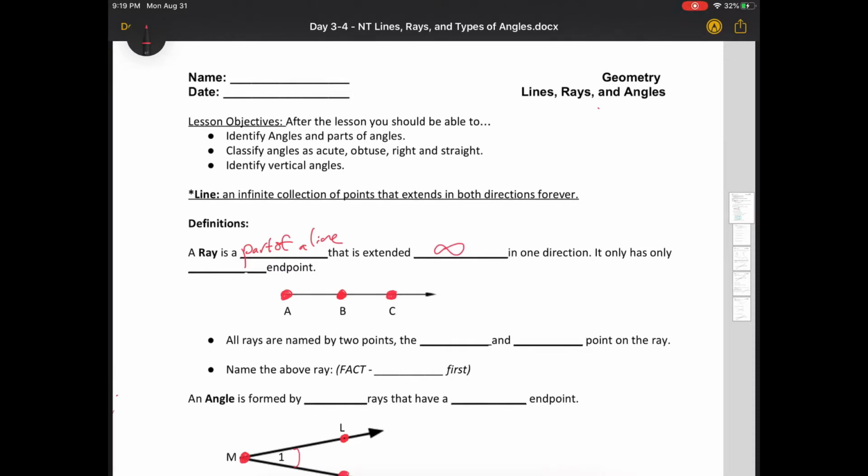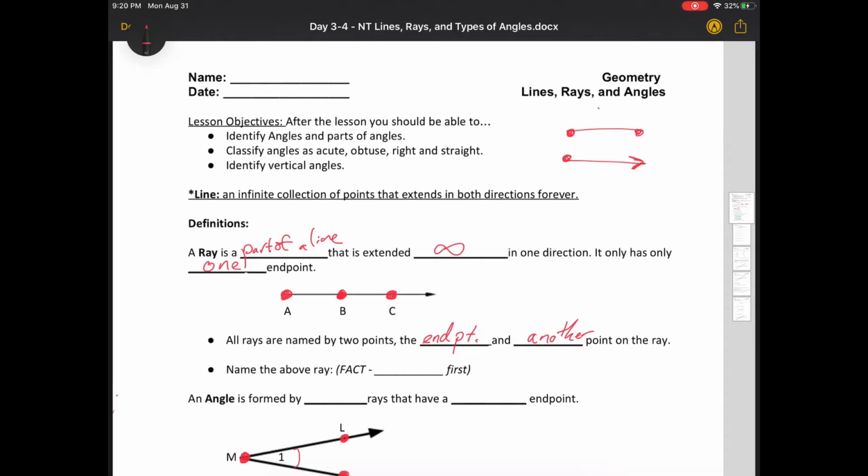So there's our symbol for infinite in one direction. It only has one endpoint. So there's one endpoint. As for a line segment we talked about up here, had two endpoints. So a ray has one endpoint and then it goes on forever. So now all rays are named by 2 points. The endpoint and another point on the line. Or on the ray, sorry.